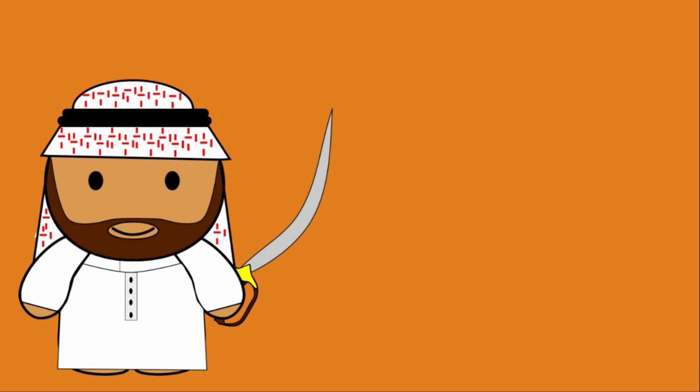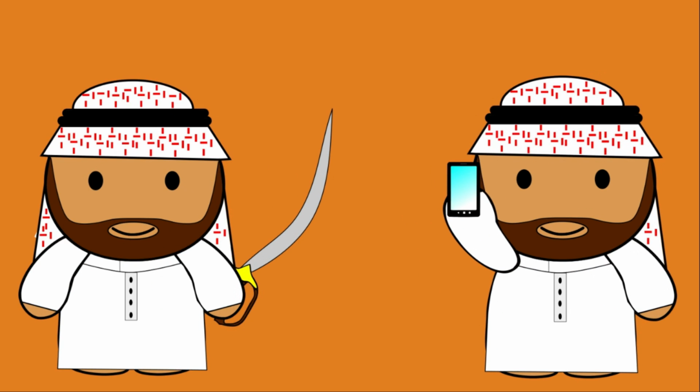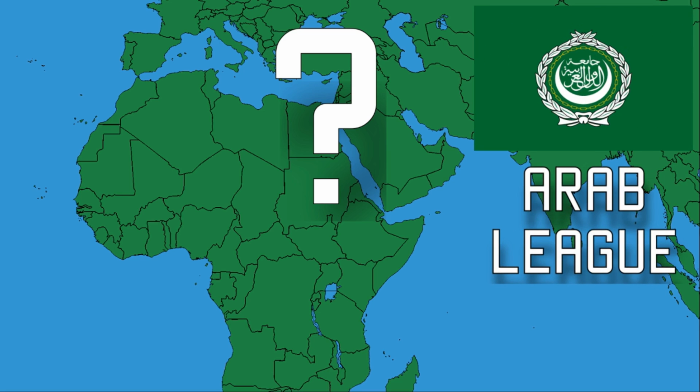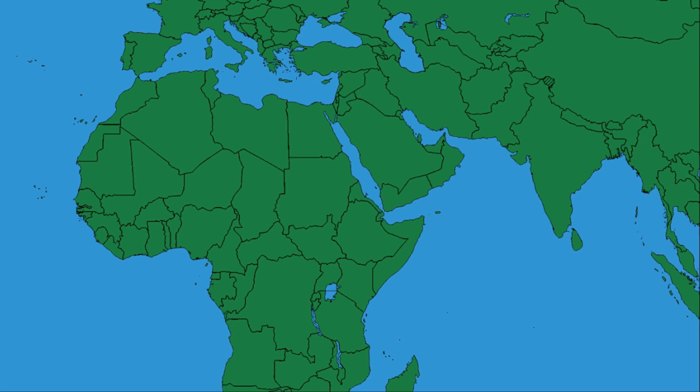However, this is the historic Arabic world. What about the modern one? What even is the Arab world? There is no set list of Arab nations, but if we use the Arab League as an example, there are 22 Arab countries today. Algeria, Bahrain, Comoros, Djibouti, Egypt, Iraq, Jordan, Kuwait, Lebanon, Libya, Mauritania, Morocco, Oman, Palestine, Qatar, Saudi Arabia, Somalia, Sudan, Syria, Tunisia, the United Arab Emirates and Yemen.